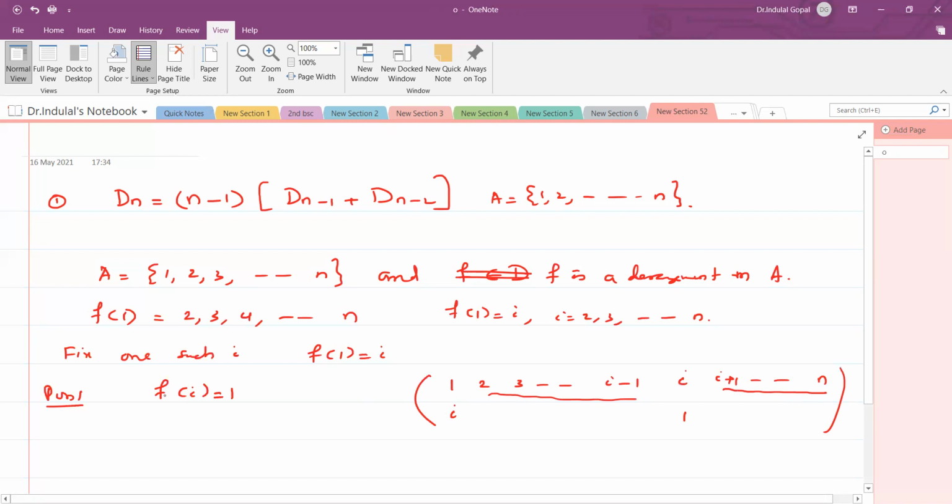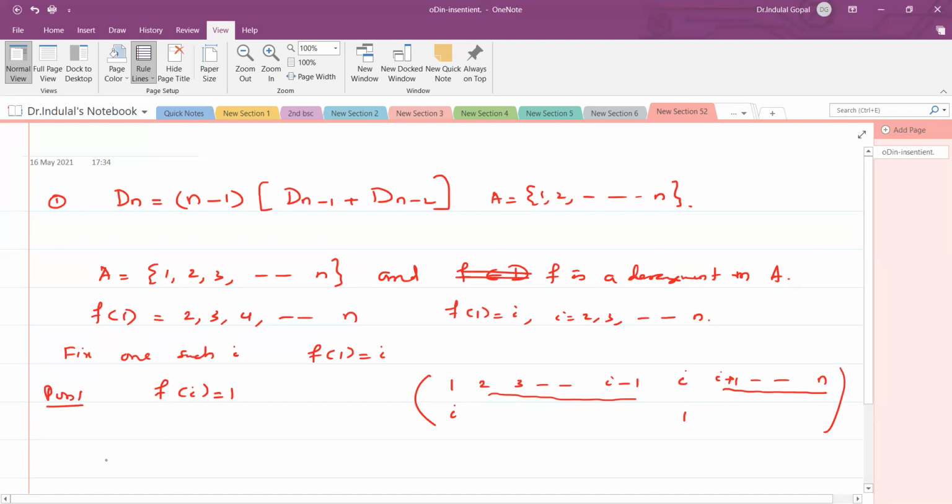So in this f, we can find a derangement of the n minus 2 symbols 2, 3, etc., i minus 1, i plus 1, etc., n. Corresponding to every such derangement of these n minus 2 symbols, we can have an f of this type. So there is a one-to-one correspondence between the set of all derangements on n symbols in which the image of 1 is i and the image of i is 1, for a fixed i, and the derangements of the n minus 2 symbols 2, 3, etc., i minus 1, i plus 1, etc., n.